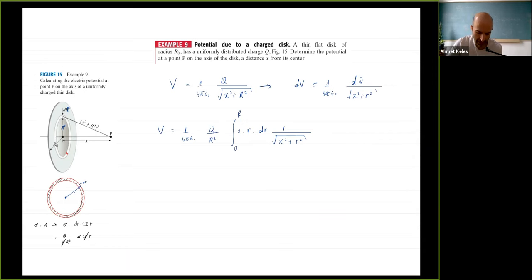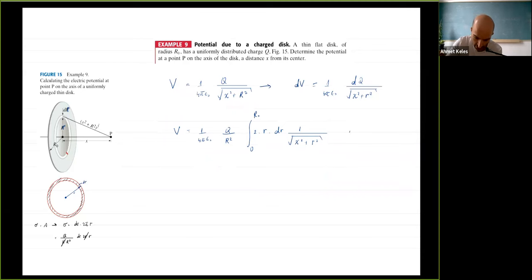So also I need to ask, is x changing with integration variable r? Is x changing as a function of r? No, right? So x is a constant, and the only integration variable is r, then that's my integration. What can I do about this? Change of variable, right? Substitution.